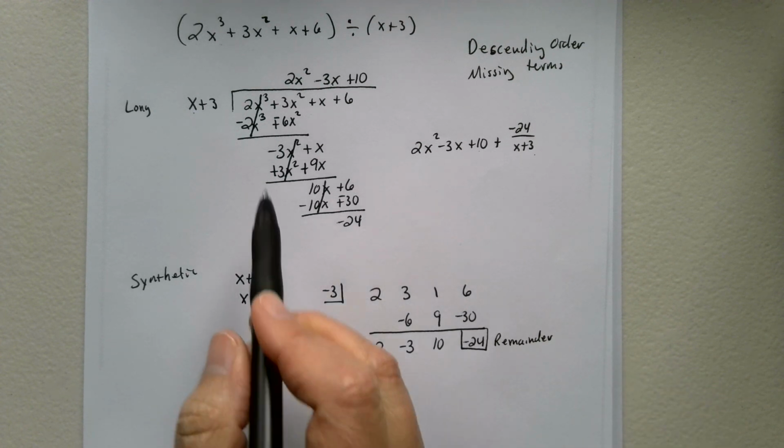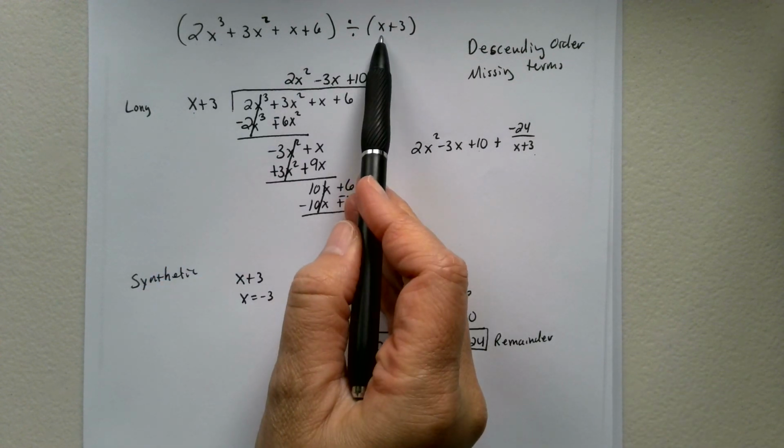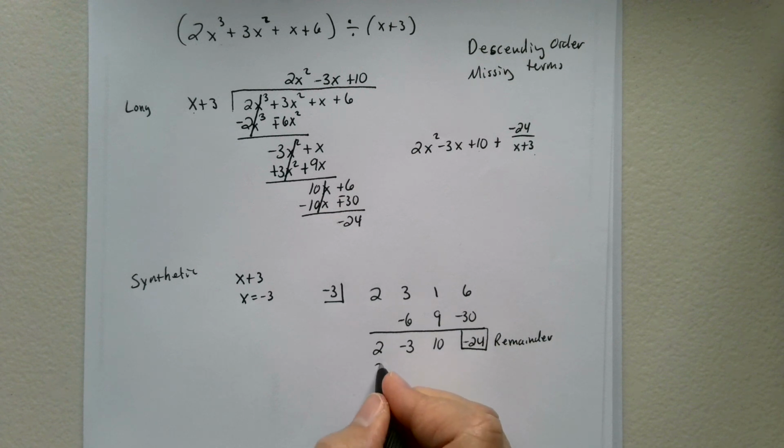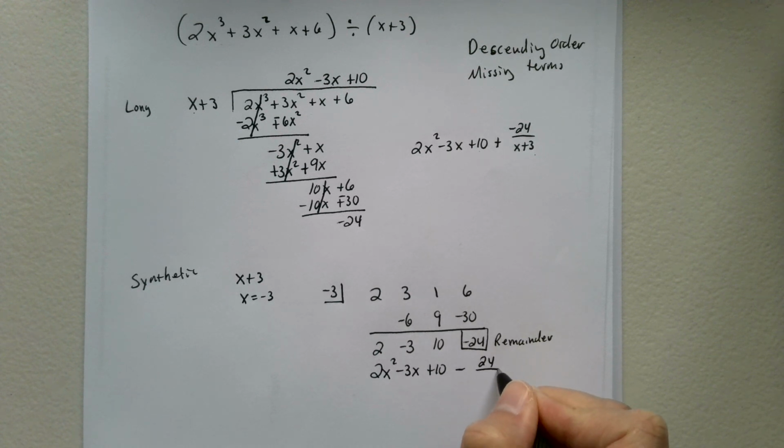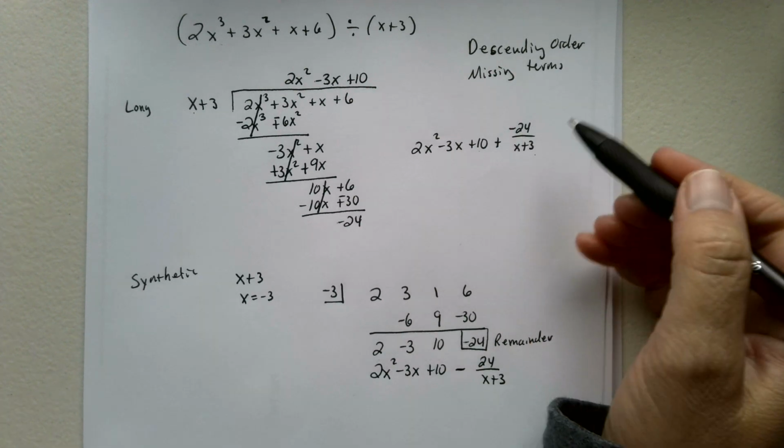And so we were taking x to the third and dividing it by x. So that means that this is knocked down to an x squared minus 3x plus 10. And the remainder is negative 24 over x plus 3. Notice here I put the minus, I could have put the plus.